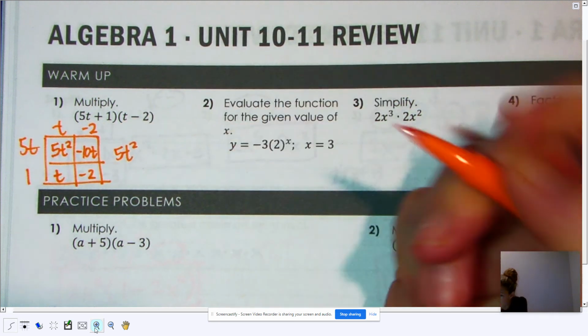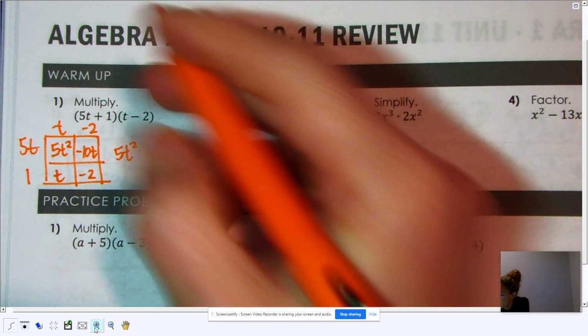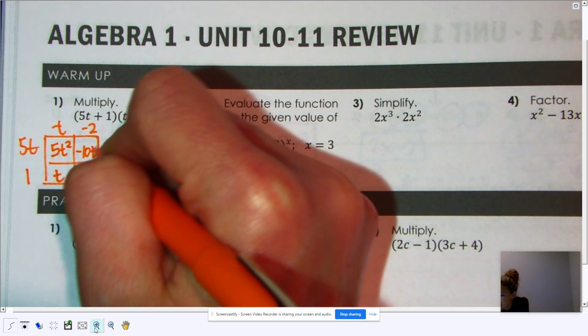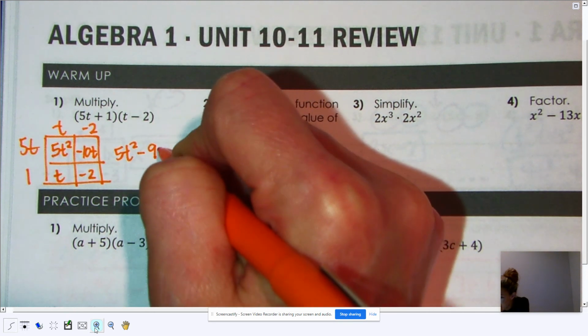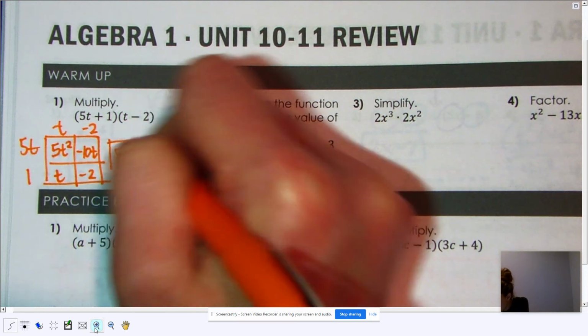If I start with the highest exponent, I'm going to put the t's together. I've got 10 negatives and 1 positive. So 1 positive will cancel out one of the negatives. So I still have 9 negatives left. And then I have the negative 2 at the end.